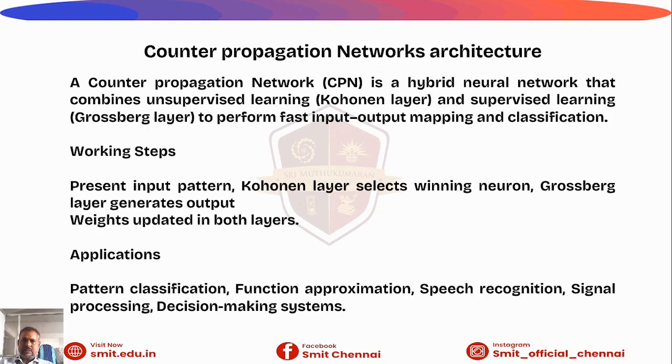Its architecture is a hybrid neural network that combines unsupervised learning and supervised learning to perform fast input-output mapping and classification. Working steps for this counter propagation network: present input pattern, Kohonen layer selects winning neuron, and Grossberg layer generates the output. Weights are updated in both layers.